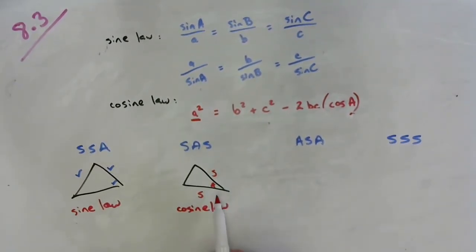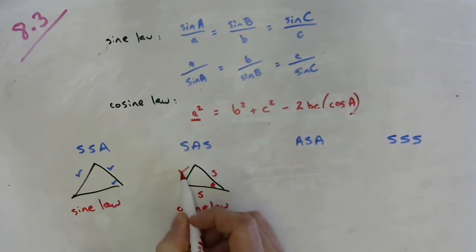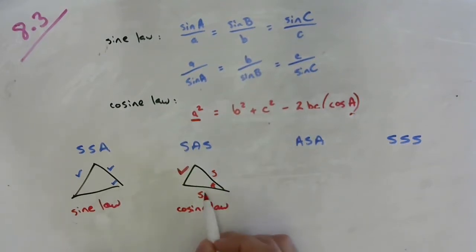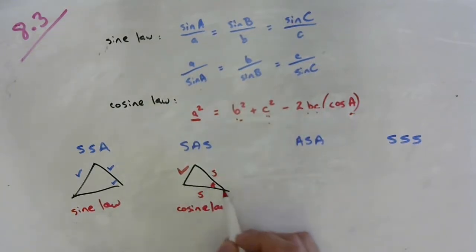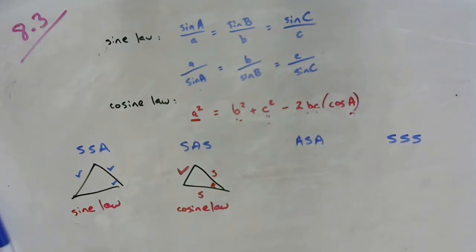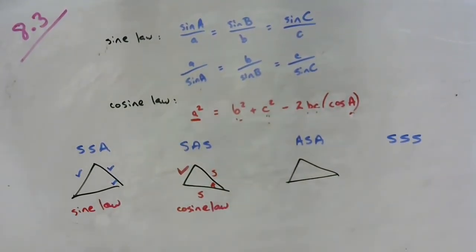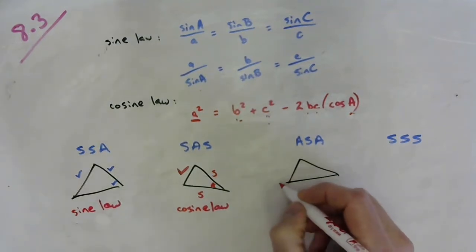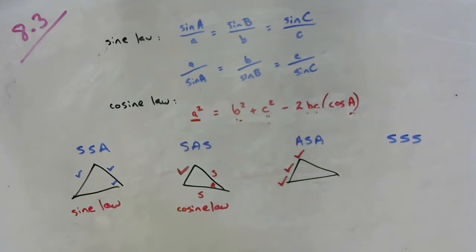I'm going to use cosine law to solve for this side. If I'm solving for this side, then I have all the other information, right? I have both other sides, and I have the side's opposite angle. All right, let's think about an ASA triangle. Think about an ASA. How am I going to solve that triangle?